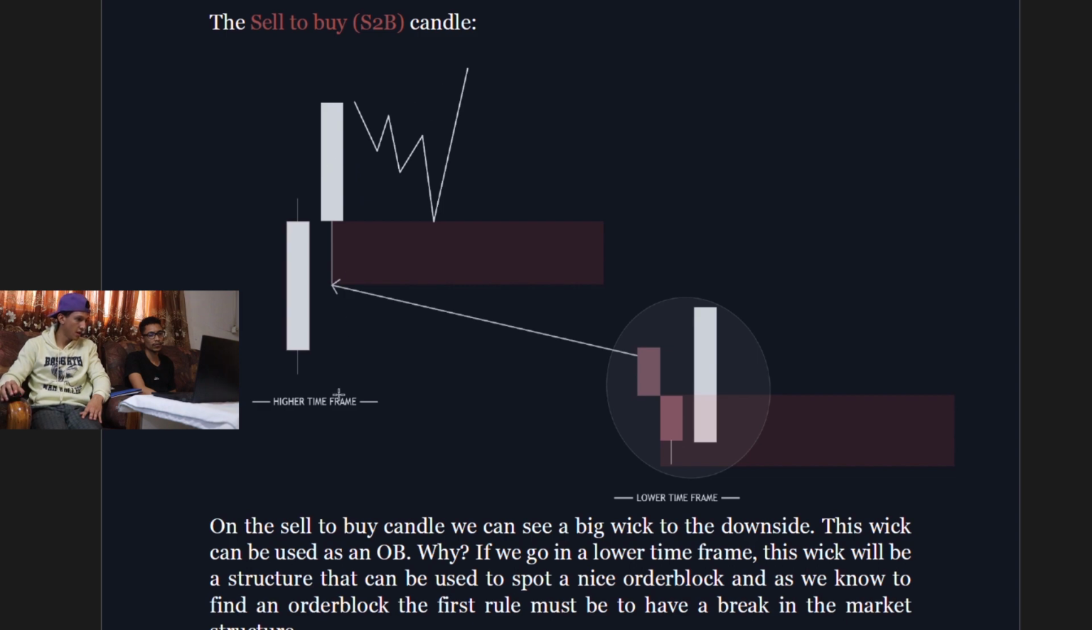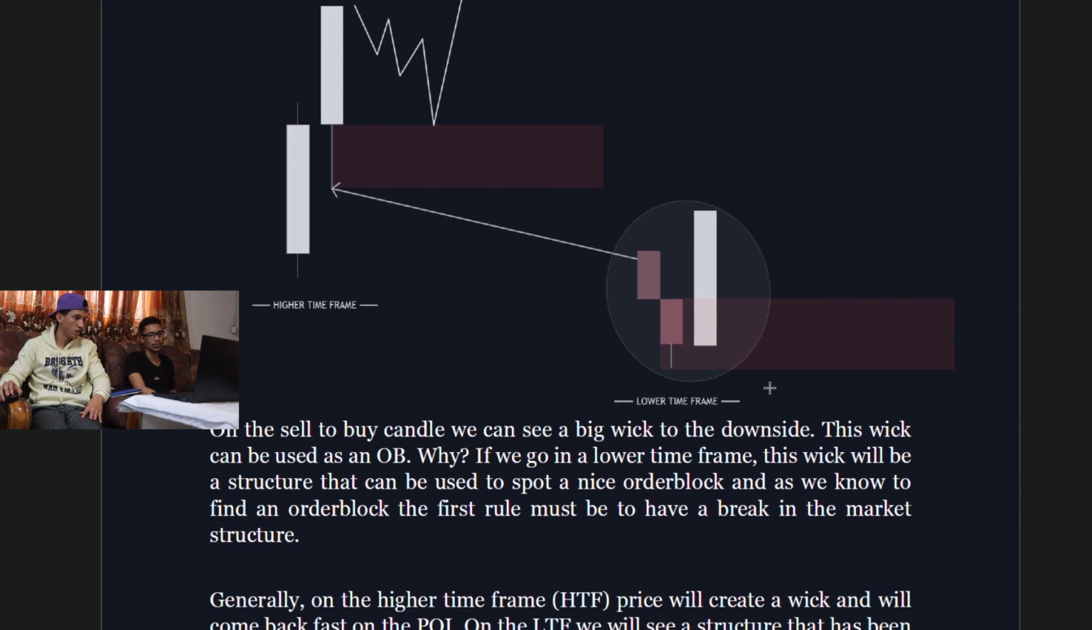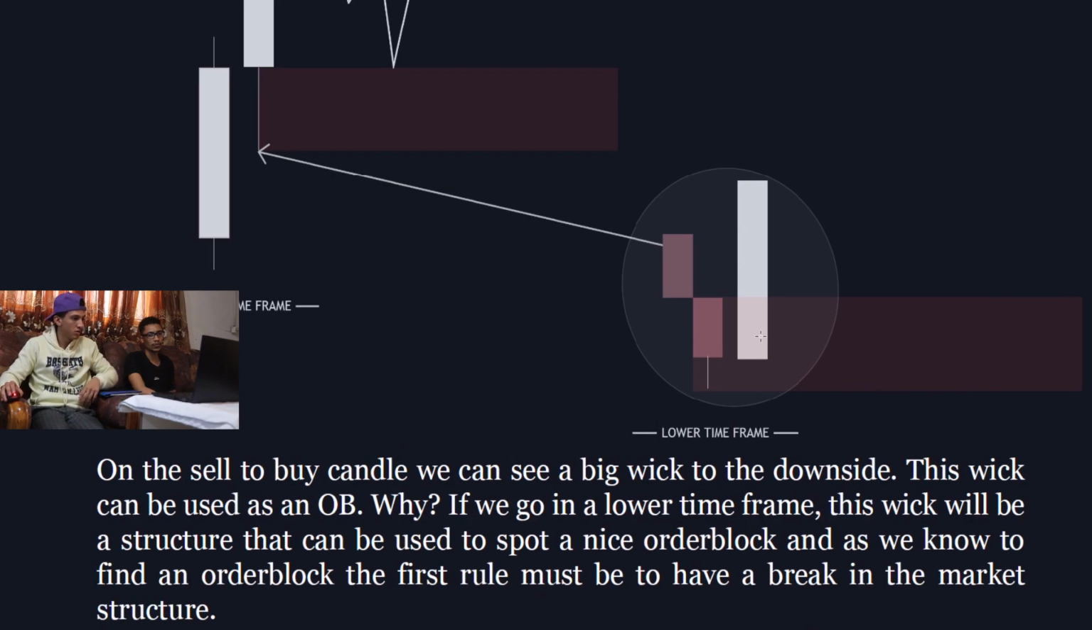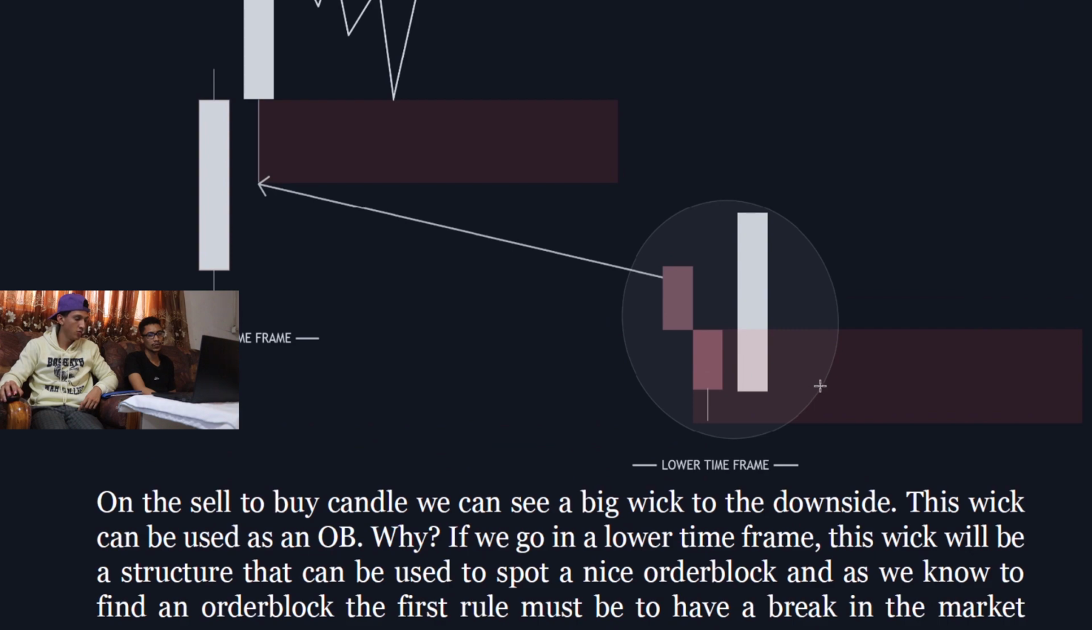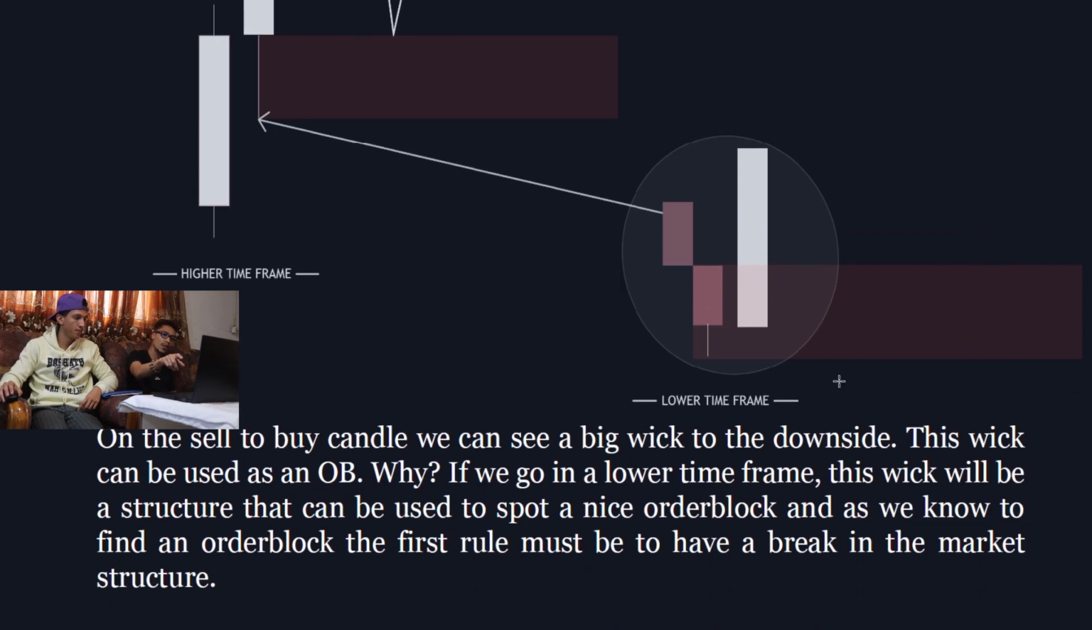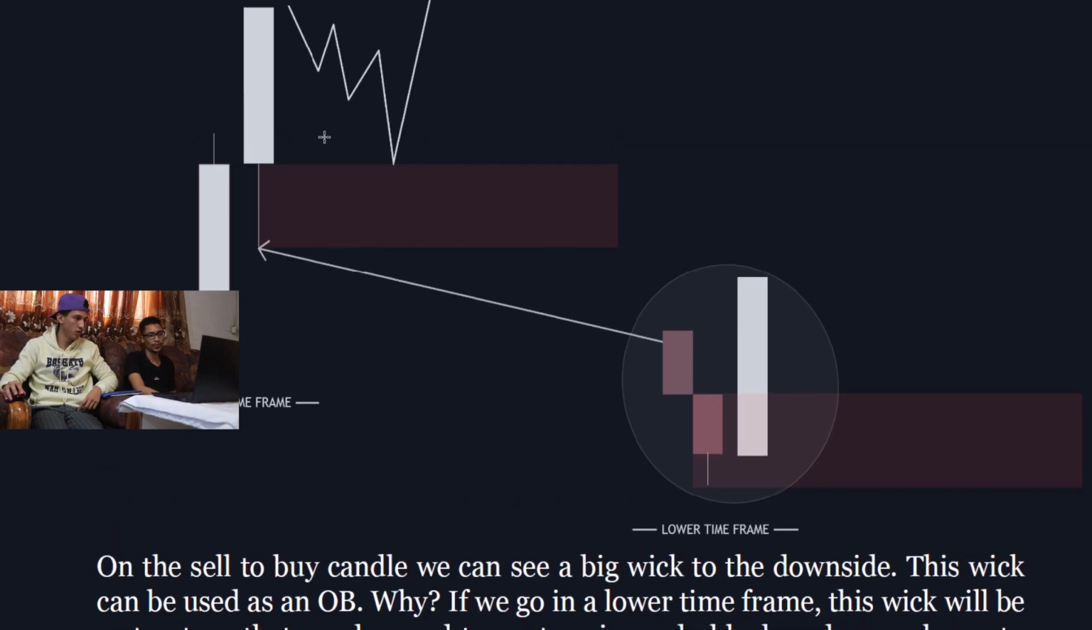You can see there it's a higher time frame. This is identified on a higher time frame, and there's already your order block. On a lower time frame it looks like this, as you can see there. Let me just zoom in on this. On a lower time frame we can identify the order block here, and that whole section is just one candle.